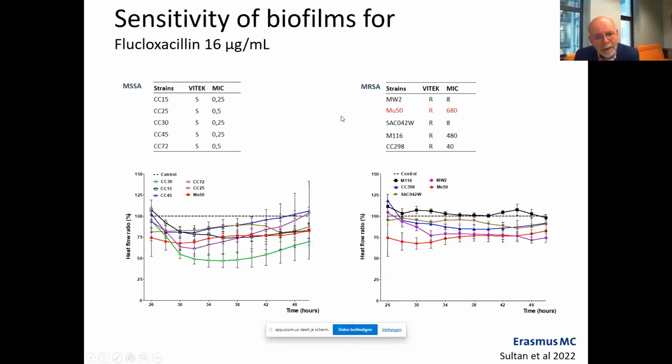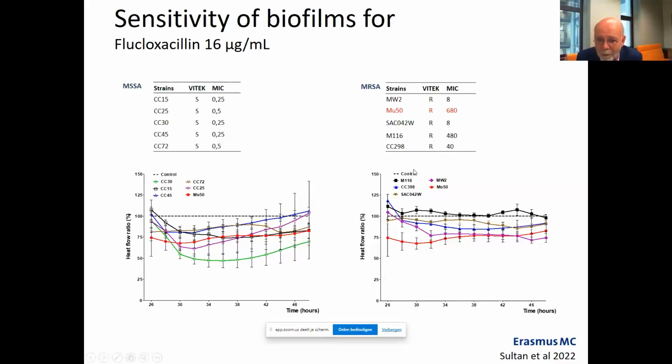In the case of, for instance, endocarditis, flucloxacillin is often used. So we wondered what happens when we treat our panel with flucloxacillin. And this is, again, the concentration that is used, the maximal serum concentration. Here you can see our Vitek data. These MSSA strains are very sensitive, and in the case of the MRSAs, all strains were resistant, which you would expect.